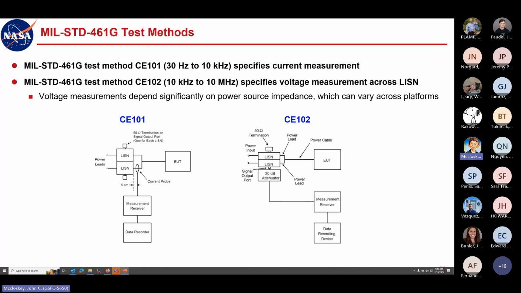If you say CE 102, this is what your lab folks are going to be envisioning, and this is what they will set up for. They'll put the LISNs in place, and they're going to be looking to do a voltage measurement. If you're doing a current measurement, CE 102 should not appear anywhere in your test plan, procedure, or test report. Can't emphasize that enough. It confuses the hell out of things, and that nomenclature should not be used if this is not what you are doing.